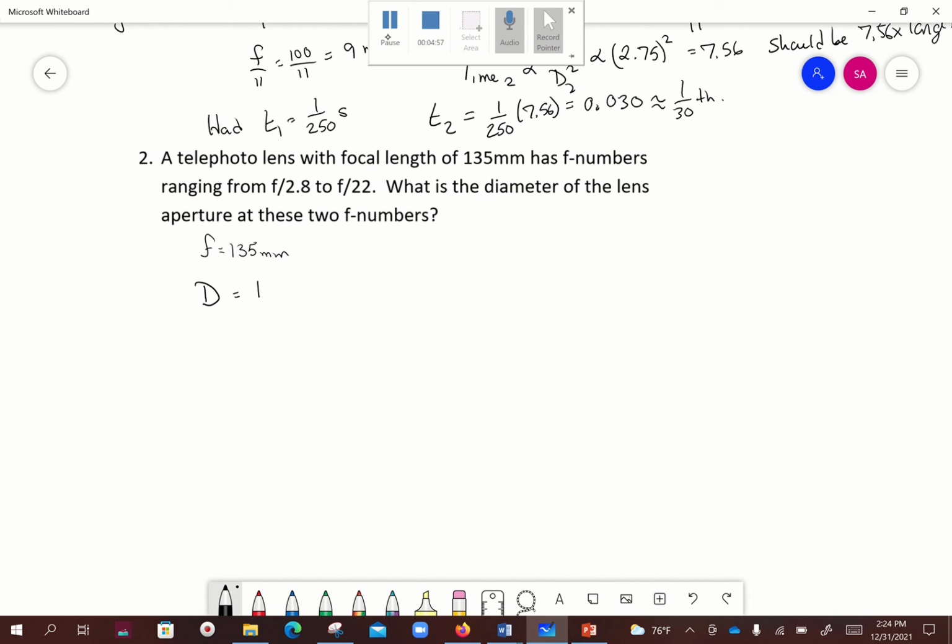So D for, I don't know, let me call it D 2.8, it's going to be 135 over 2.8. So 48.2 millimeters. That's about 2 inches. The diameter for f/22 would be 6.1 millimeters. Okay, so just over half a centimeter, just over a quarter of an inch.